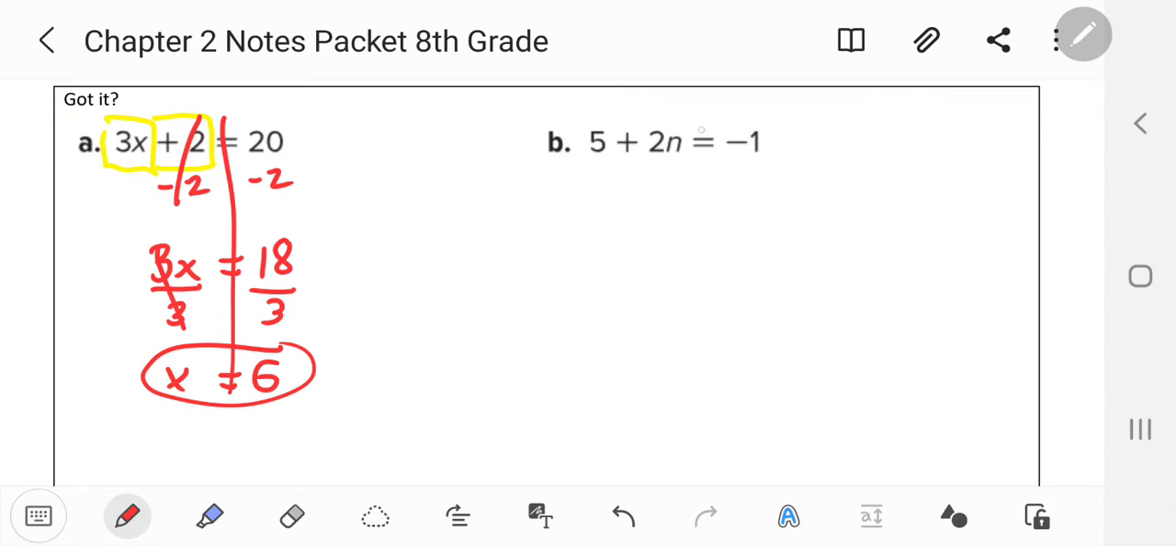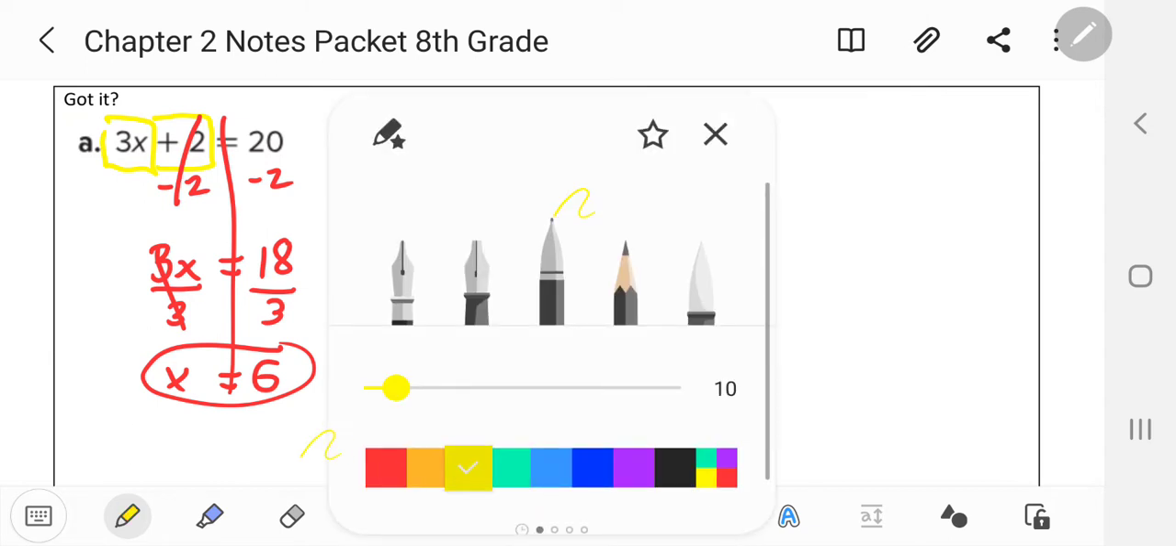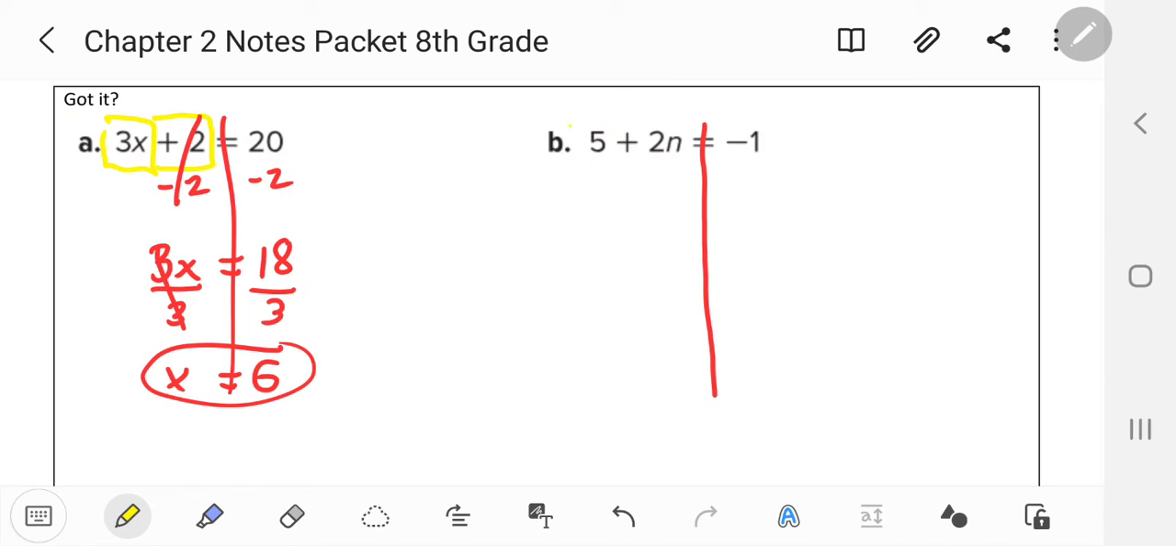All right, next one. Now this one might give you a little problem because the terms are in a different order. The term with the variable comes second this time. So that might be a little bit of an issue. But it still holds true. We're not going to undo the term that includes the variable. We're going to save that for the end.